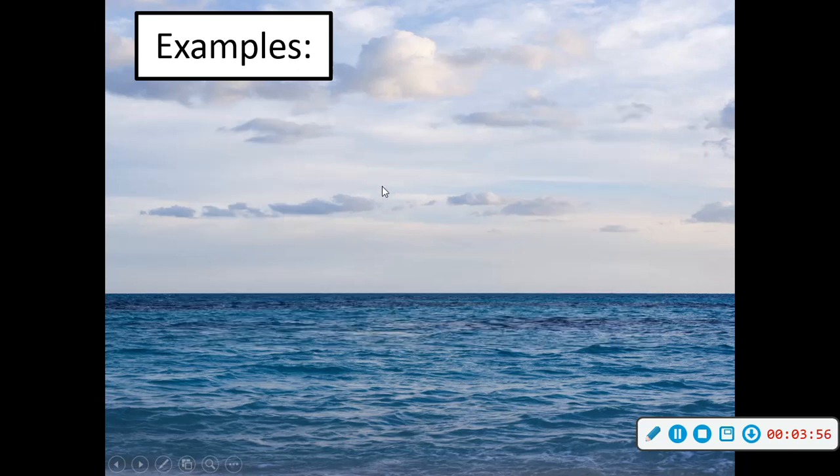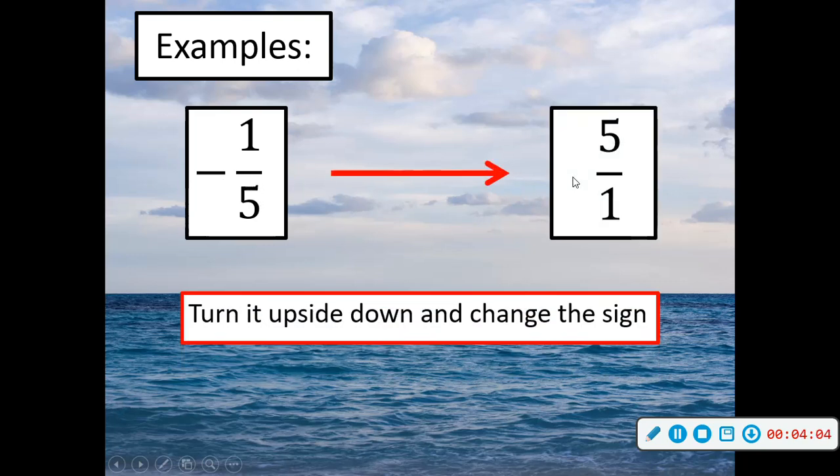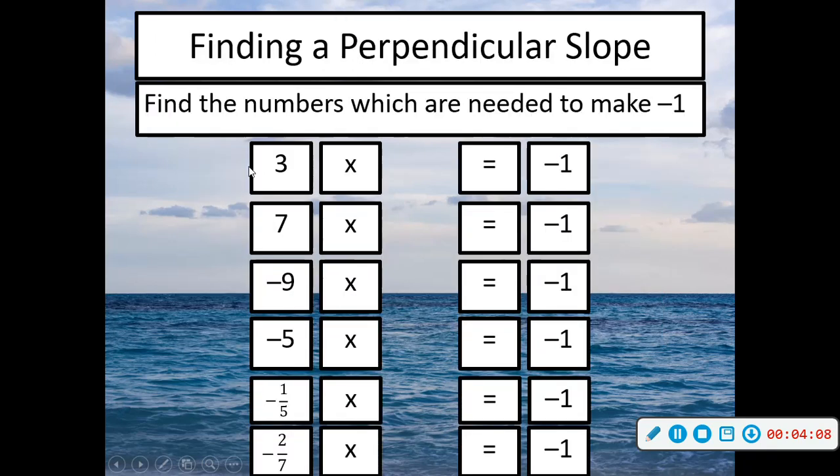Another one here, minus 1/5. Turn it upside down, 5/1, and change its sign. It's plus 5/1, which is just 5. Right, so there are some examples. Here's some more. If you've got the number 3, put 3/1, turn it upside down and change its sign. That's going to become minus 1/3. If you've got 7, that's 7/1. Turn it upside down, 1/7, and change its sign, minus 1/7.